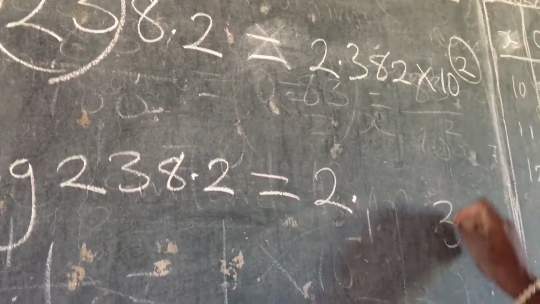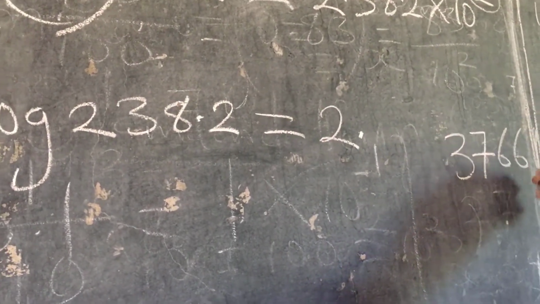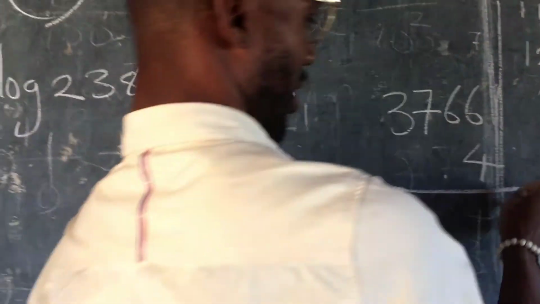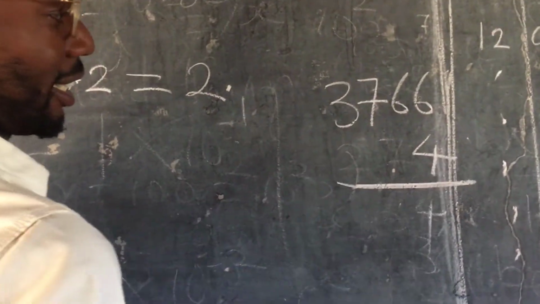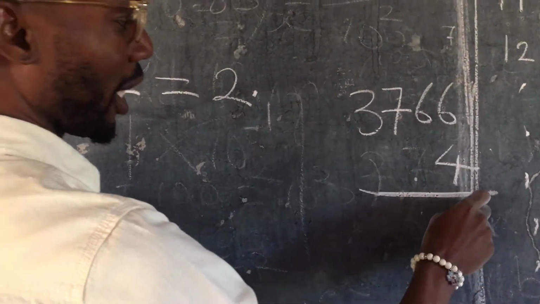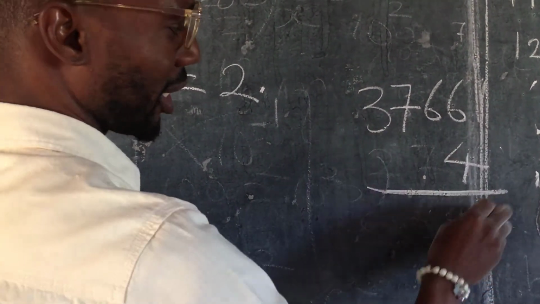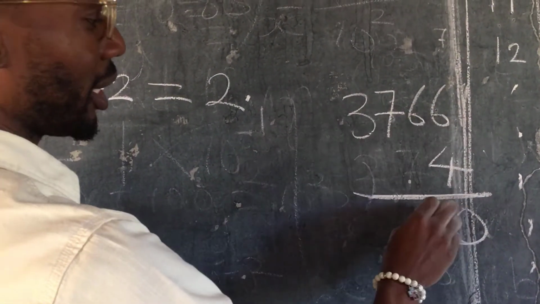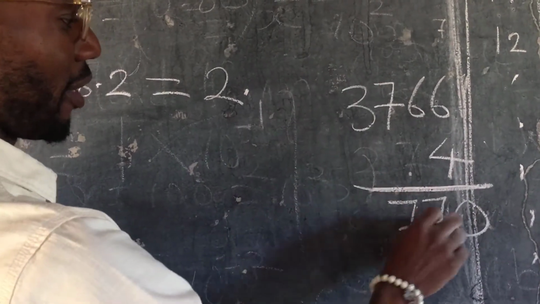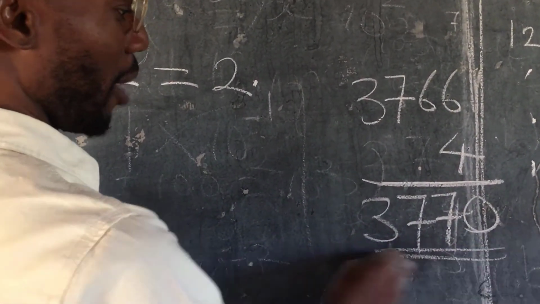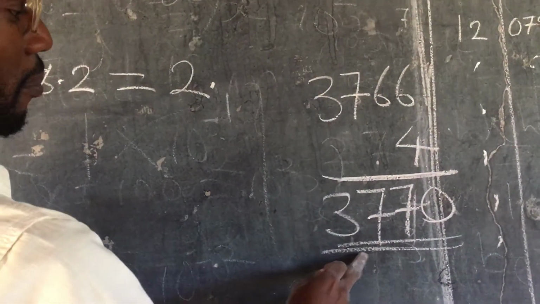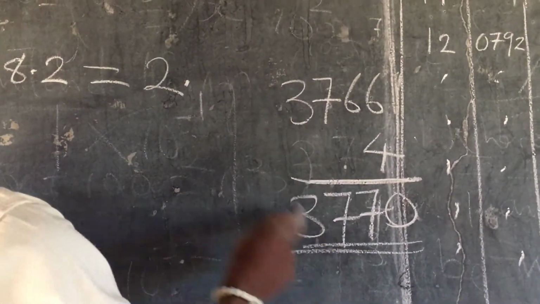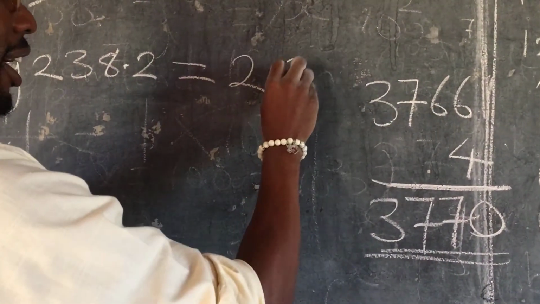So if I take 3766 and add 4 inside like this, then 4 plus 6 is 10. I write 0, carry 1. That one I add to this 6, I get 7. Then I get 3. So now this is my mantissa part of this logarithm. So I can write it here.